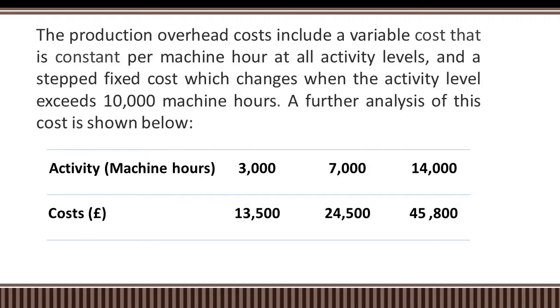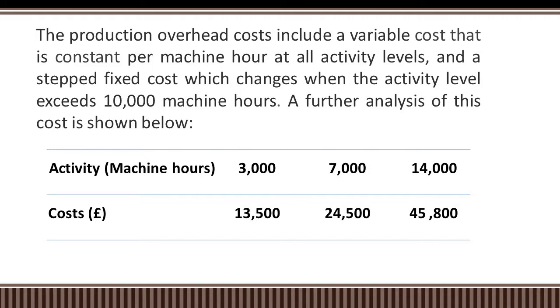One thing must be noted here, that from these three activity levels, there are two activity levels, 3,000 and 7,000, which fall below the 10,000 activity level limit. This means that our fixed cost will be the same at 3,000 and 7,000 machine hours.